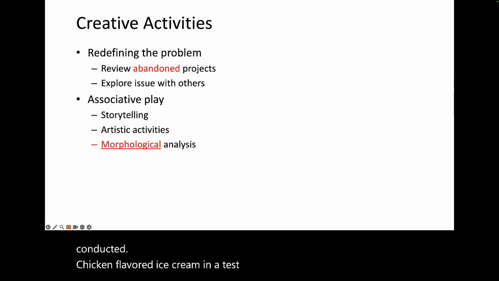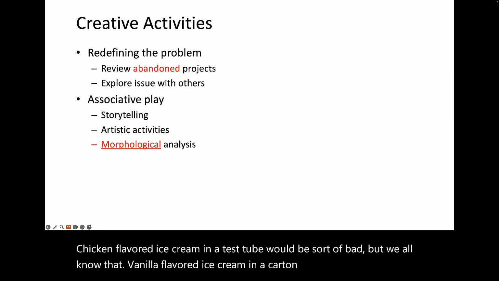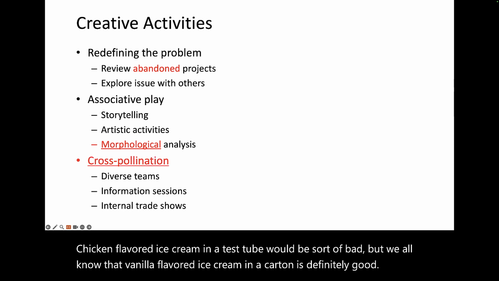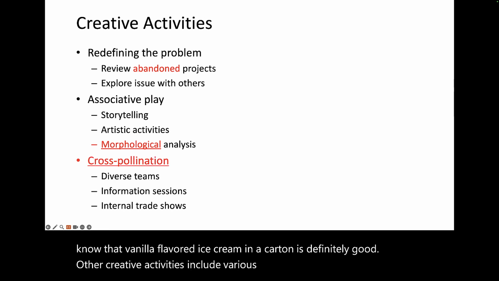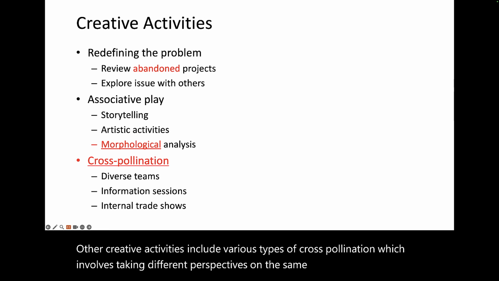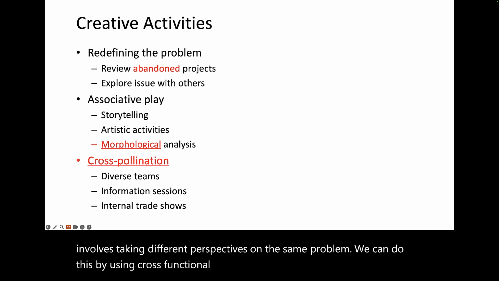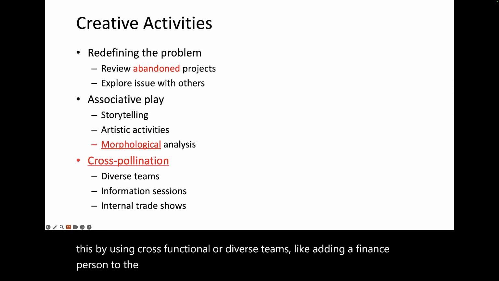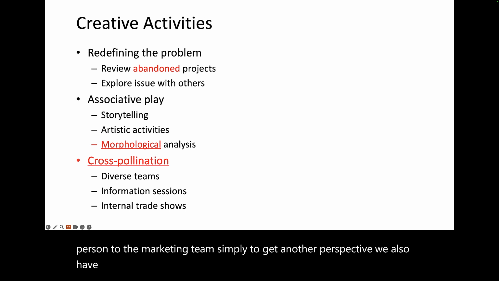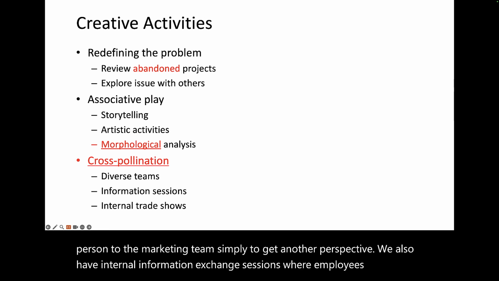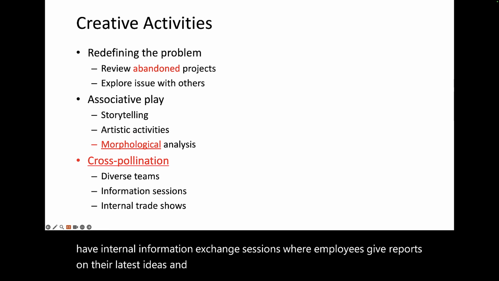Other creative activities include various types of cross-pollination, which involves taking different perspectives on the same problem. We can do this by using cross-functional or diverse teams, like adding a finance person to the marketing team simply to get another perspective. We also have internal information exchange sessions where employees give reports on their latest ideas and projects. These are often required with the 20% time policies where companies let employees work on whatever they want to for 20% of their time. The only caveat is that they must present their work to the other employees.